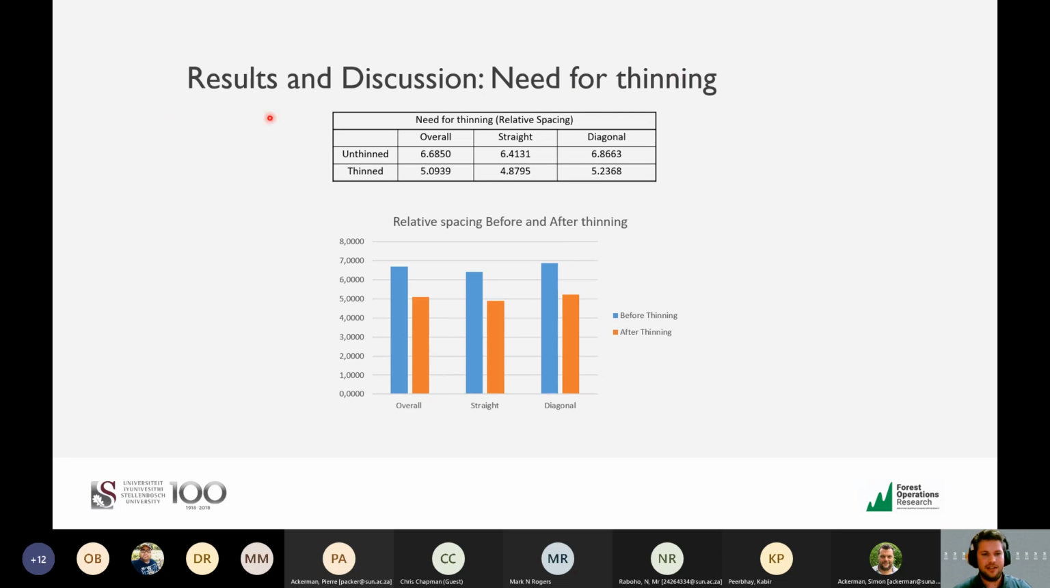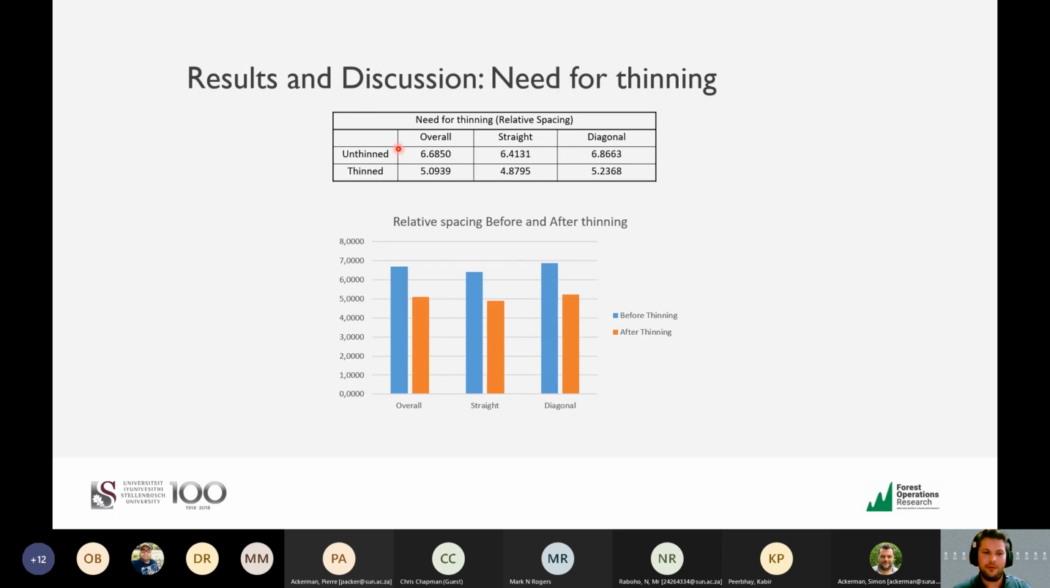Next, and lastly, the need for thinning. The need for thinning was retroactively calculated by using the relative spacing or relative density. These numbers are represented for the straight treatments as well as for the diagonal, and the overall is an average again, as seen in the graph below.